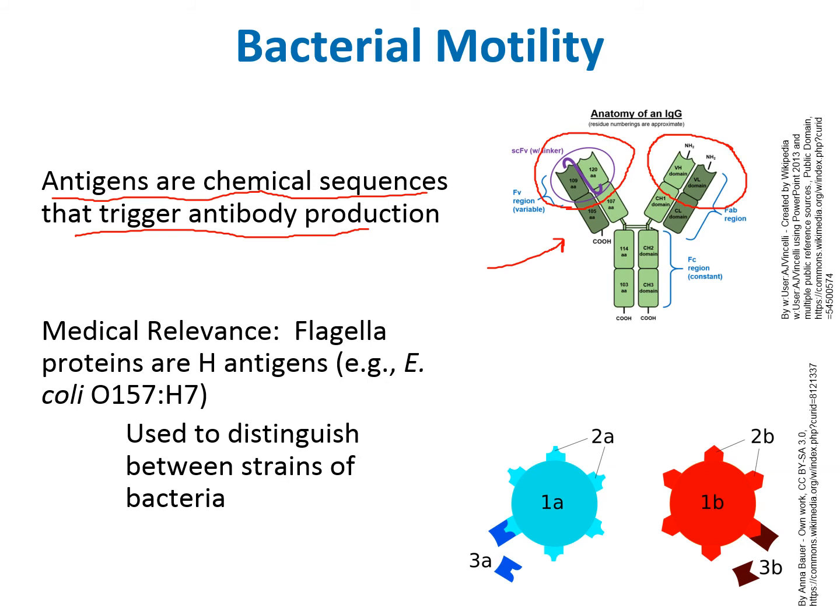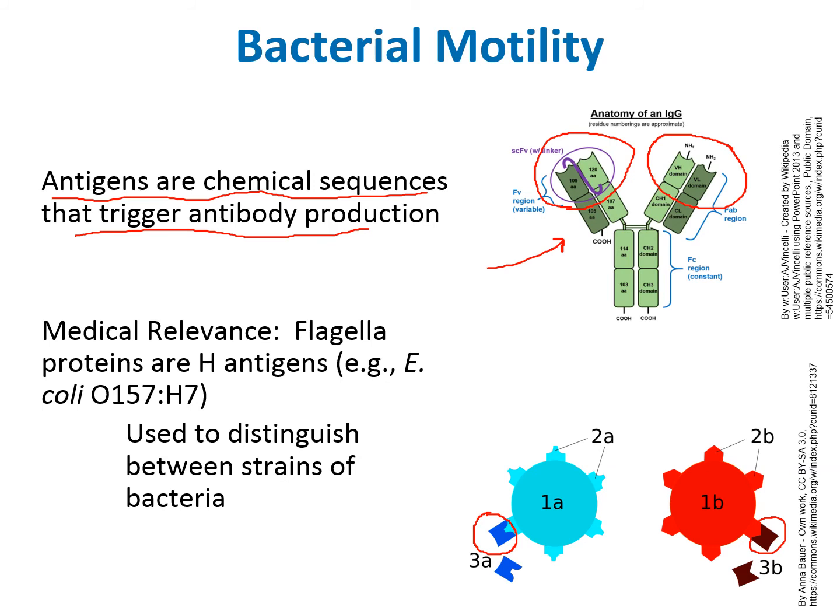When B cells that have these antibodies embedded in them bind a bacterium with the right antigen, that B cell becomes stimulated to make more copies of the antibody that bound the antigen. So when it comes to bacterial strains, the Fv region, which is represented by blue here and red here, can bind antigens that are on the surface of bacteria.